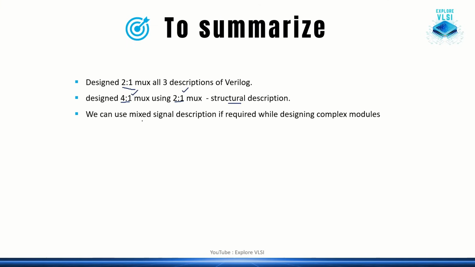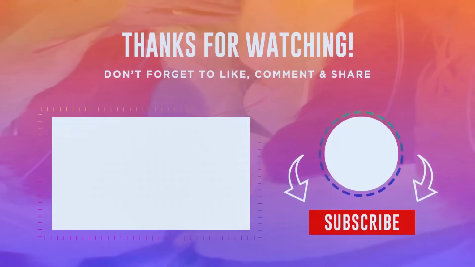So we can also use mixed description if required in the complex designs where some functionality is out of the clock scope. Then we will be using assign statement. If instantiation is there, we will be using this kind of submodules instantiated. And then we may have some always blocks also, depending on the sensitivity list, some parameters are going to be changed. That is also possible. This is about today's lecture.